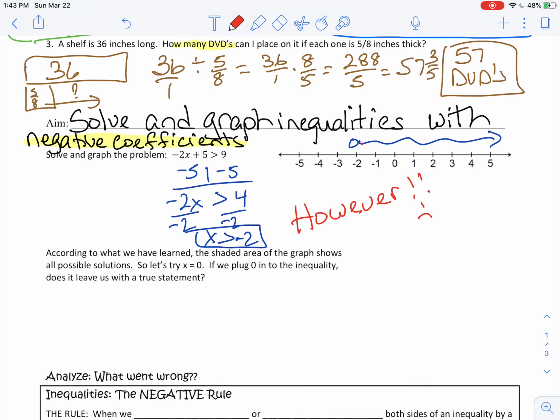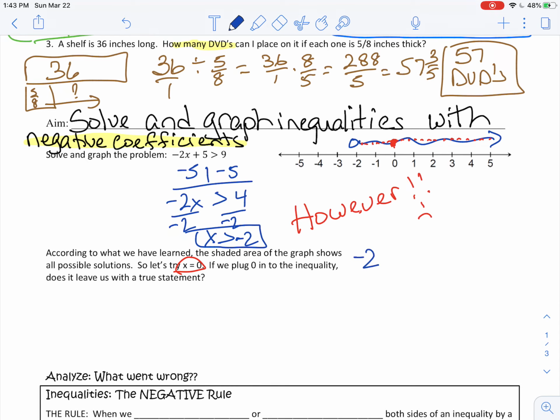Okay, according to what we have learned, the shaded area of the graph shows all possible solutions. So that means all of these points over here should work. So let's try x is equal to 0. Sure enough, that's a point that's on our line. So we're going to plug 0 into the inequality, and we want to know if that's a true statement.